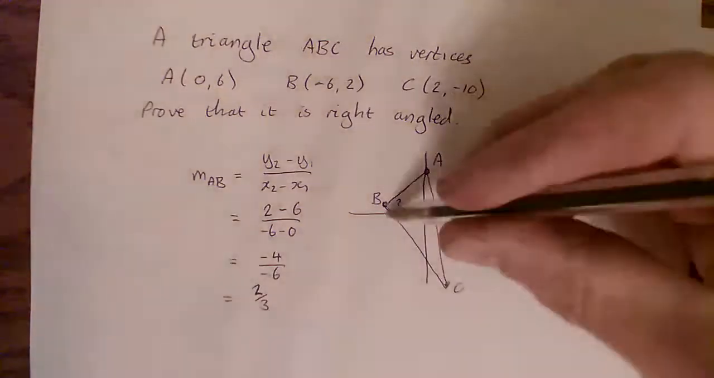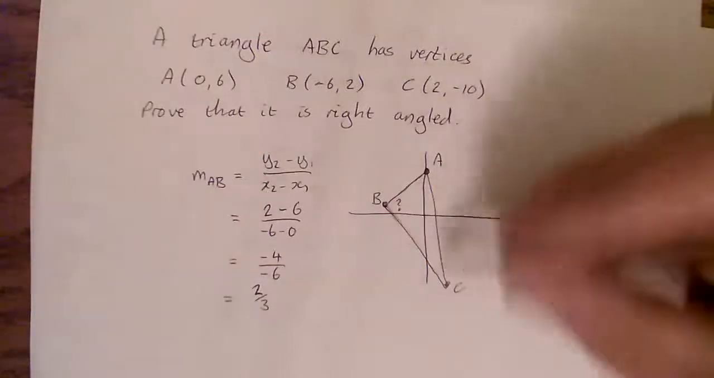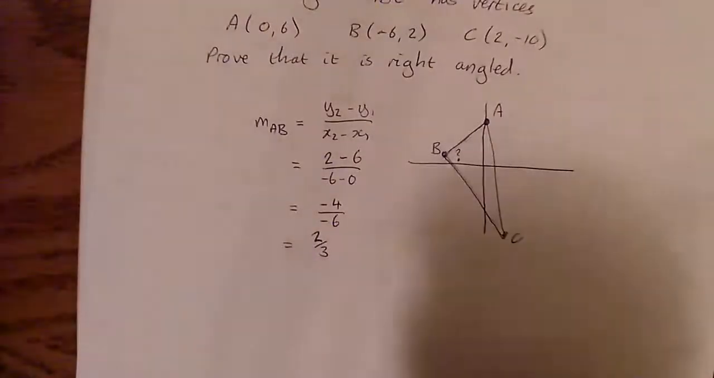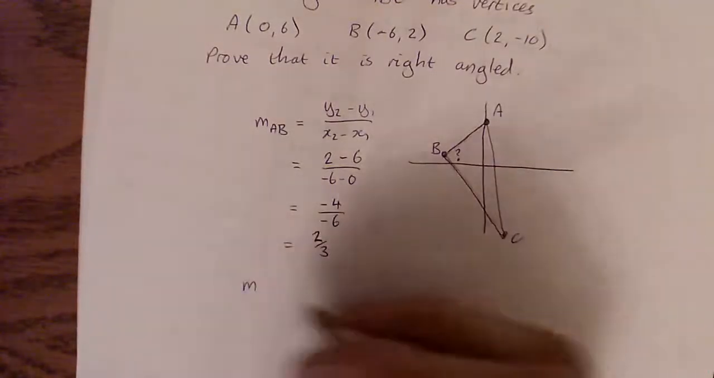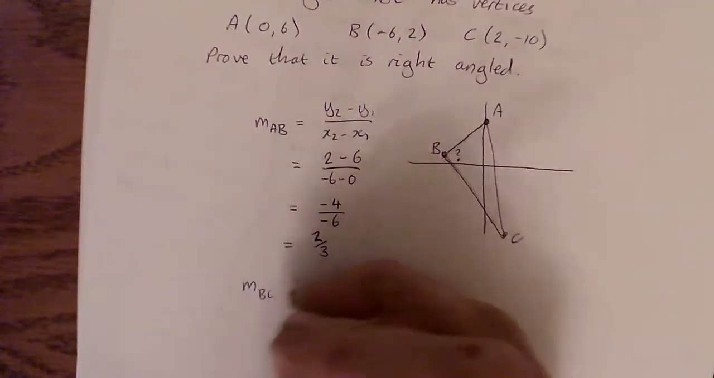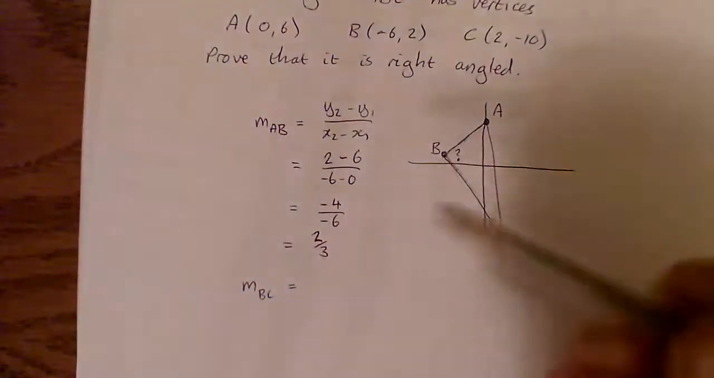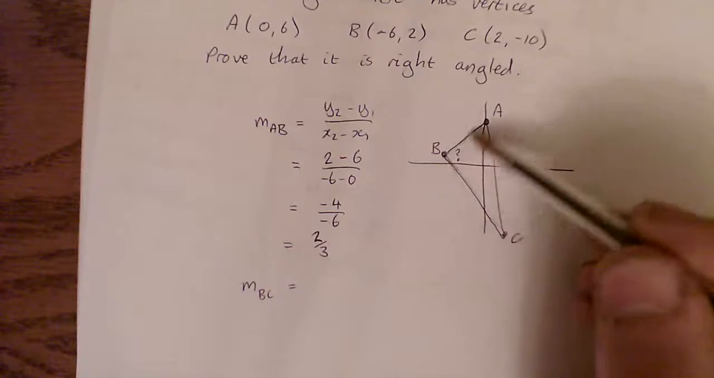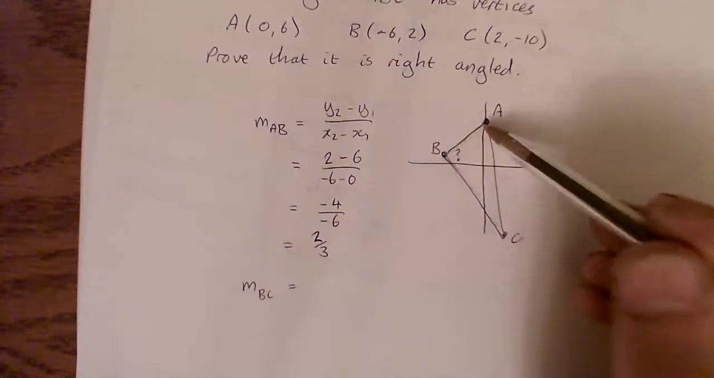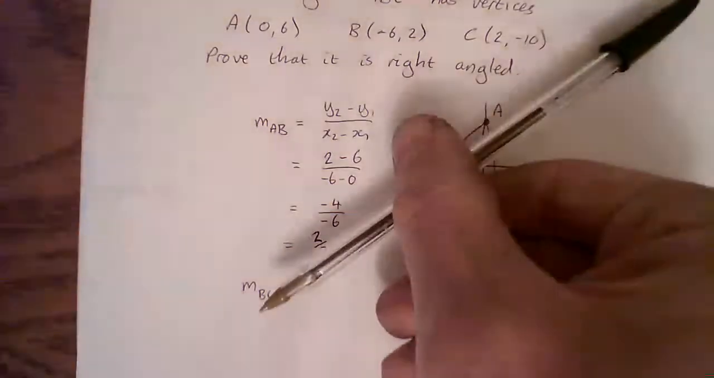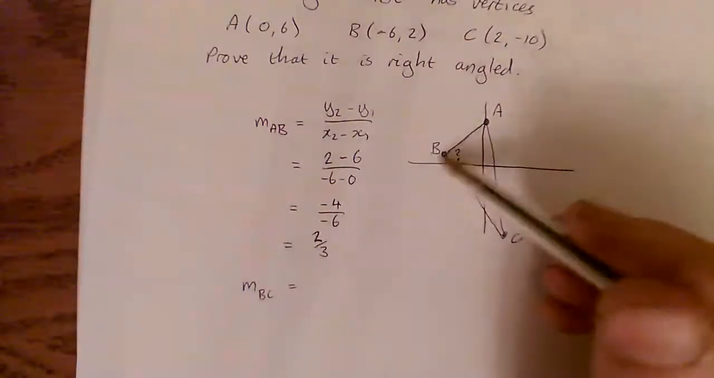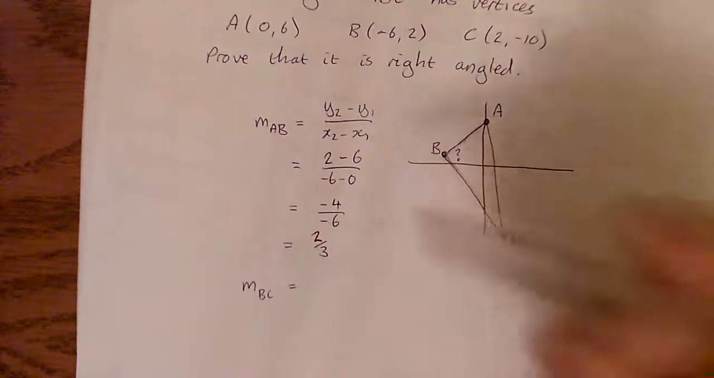Now we also want to know about this one and check whether this gradient and this gradient are actually perpendicular to each other. So the next one we're interested in is BC. Just to mention as well as we go, it's always handy to check, does this seem like a sensible answer? Well, that is a positive gradient that we've got between A and B. It's going up from left to right. So that's a big tick. It's also not a massively steep gradient, so yeah, that seems sensible.